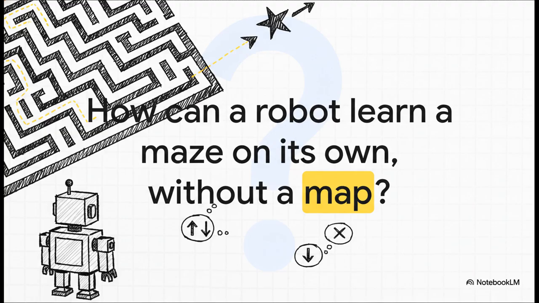So, to get us started, picture this. You drop a brand new robot into the middle of a maze. It has no map, no instructions, just one simple goal: get to the exit. How in the world does it learn the best way to go? How does it avoid just wandering around in circles forever? Well, that's the exact puzzle that Q-learning was designed to solve.